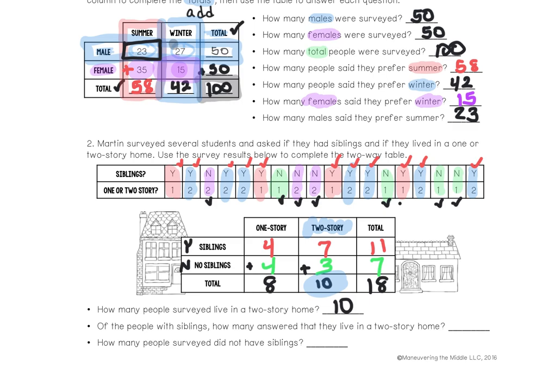Of the people with siblings, how many answered they lived in a 2-story home? So look at the row for siblings, and then the 2-story. What answer did you get? Good, that's 7. You're getting it. Last part, how many people surveyed did not have siblings? So again, we're looking in the no siblings column right here. And now it doesn't matter 1 story or not, all had no siblings. That's the total. So yep, it's 7. You guys are doing a great job.